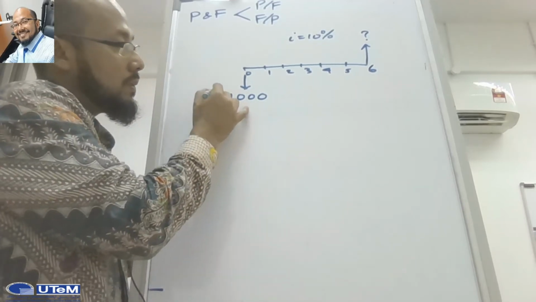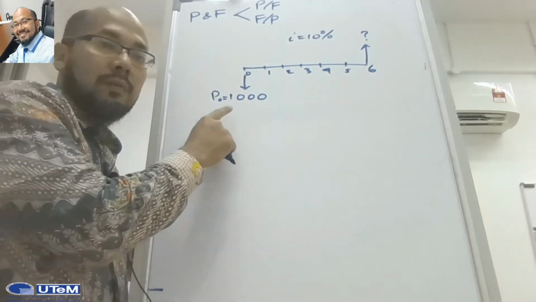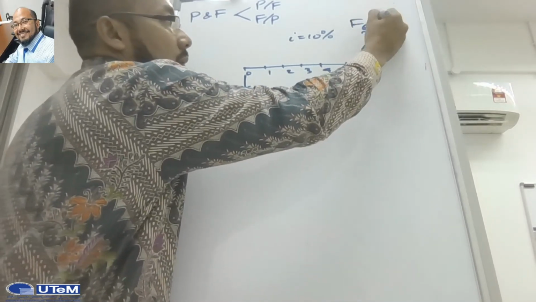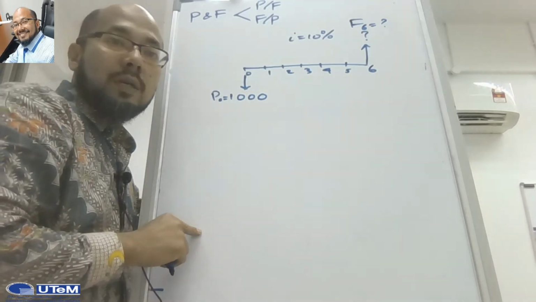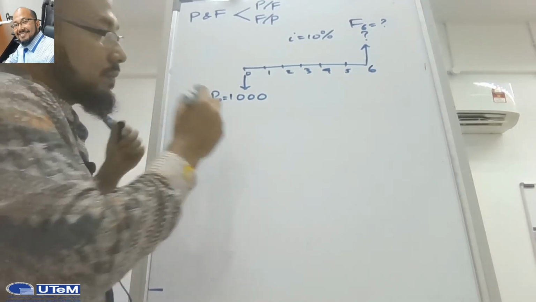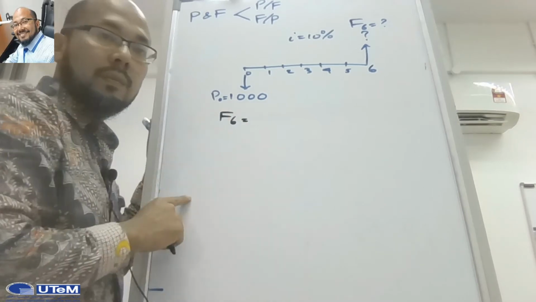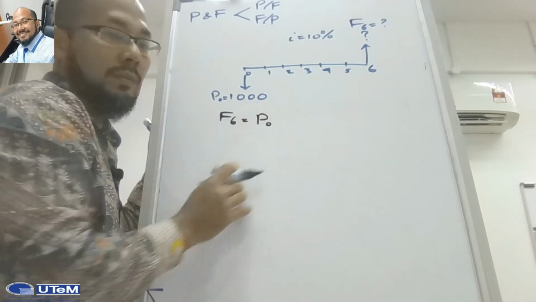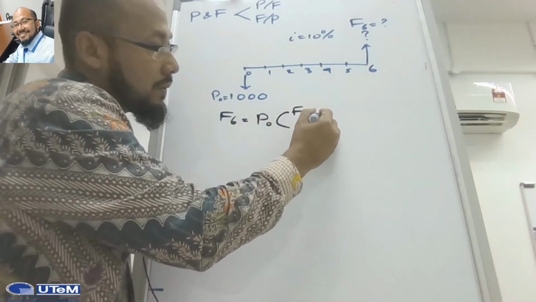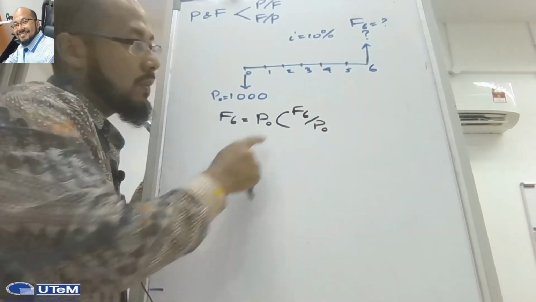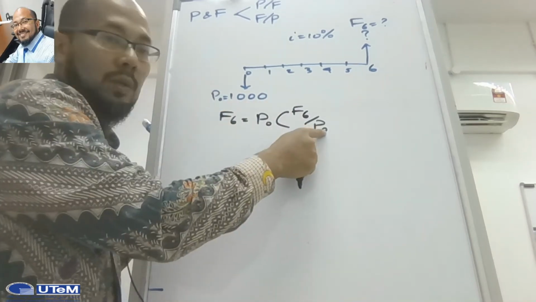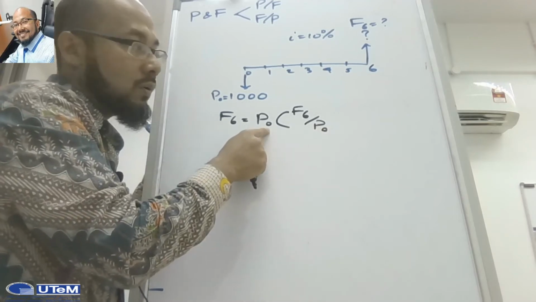this is the P factor, the present value factor, and the amount of money after 6 years is the future value at year 6. So F6 given P0, again standard factor notations. F6 given P0. Always remember that the top factor is always the value we want to find out in the cash flow diagram, and the bottom factor is the value given in the cash flow diagram.